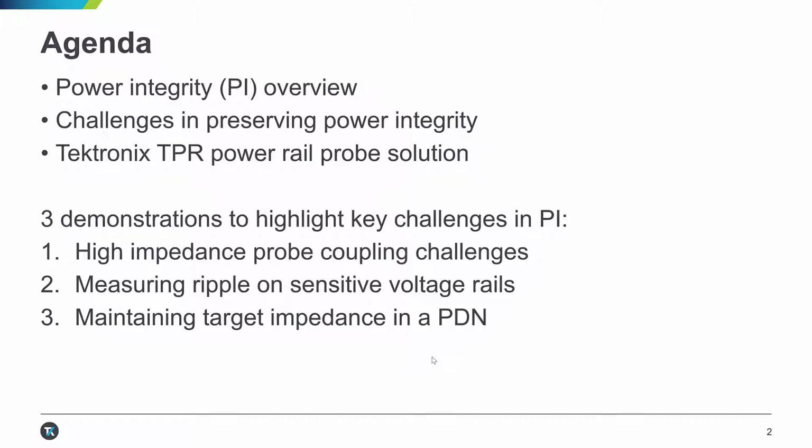And second, we're going to make measurements of very precise ripples. So we're going to be making ripple measurements on a power supply rail to some DDR memory. So a very sensitive voltage rail. And we're going to be making power supply ripple measurements, but not just on the ripple, but the actual ripple riding on top of ripple. So you'll see just how low a noise our power rail and scope solution can achieve.